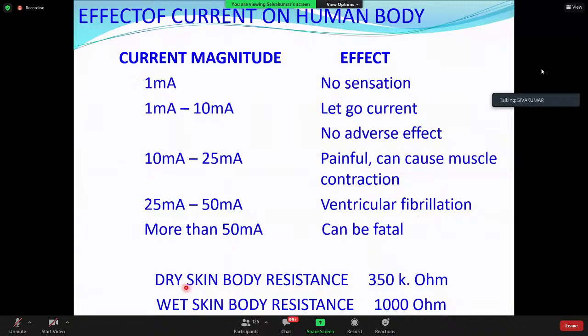When they calculate the shock effects, generally they say human body dry resistance is 350 kilo ohm and the wet body resistance is about 1000 ohms. This is the logic. But whenever we design a system, we normally design for the worst condition. So we generally take 1000 ohms as the human body resistance for the calculations.